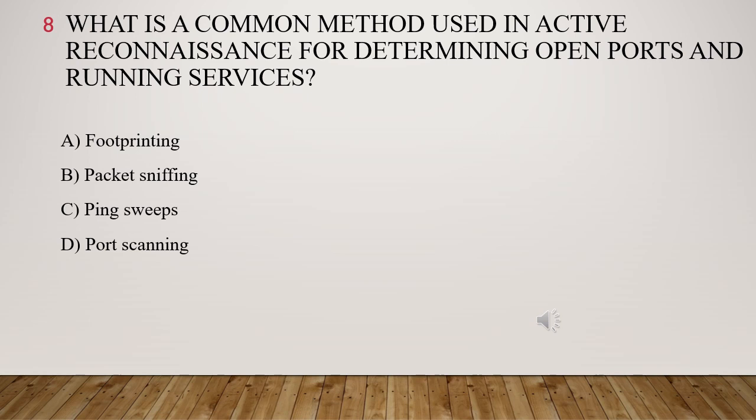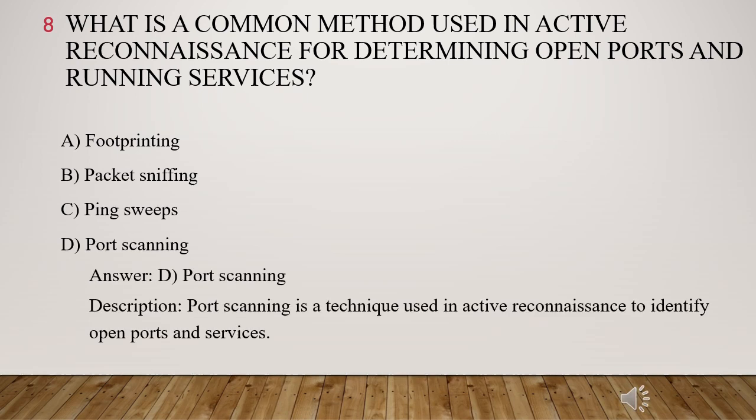A. Footprinting. B. Packet sniffing. C. Ping sweeps. D. Port scanning. The most common method used in active reconnaissance for determining open ports and running services is D. Port scanning. Here's why the other options are less suited for this purpose.